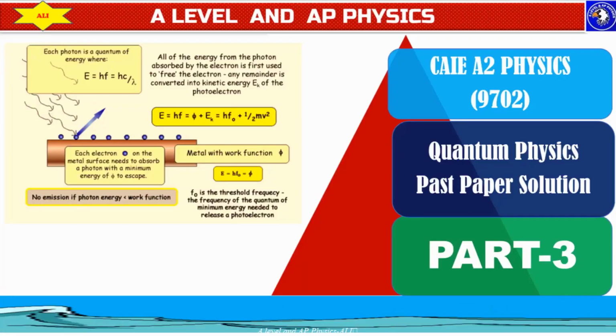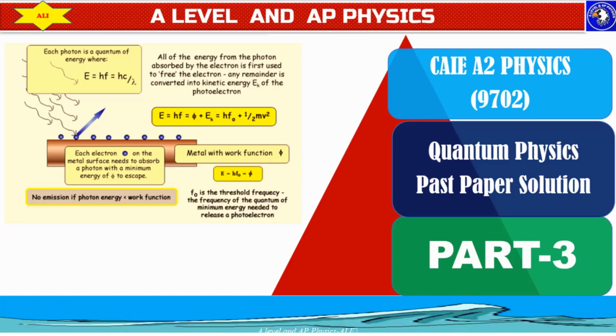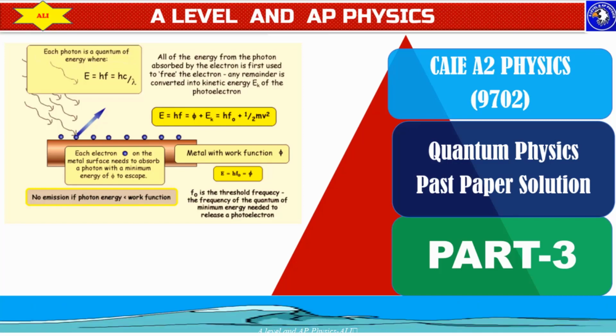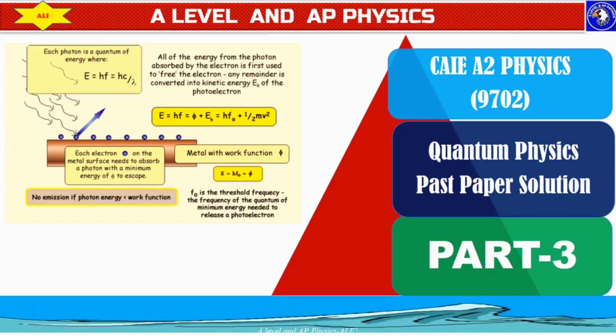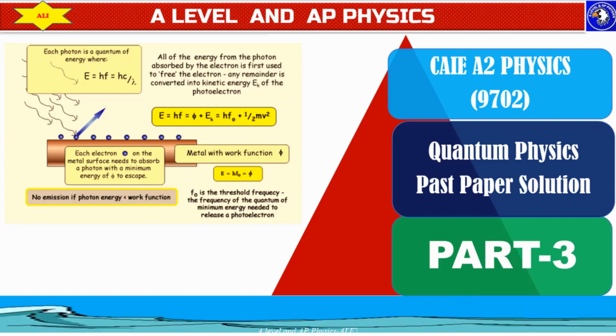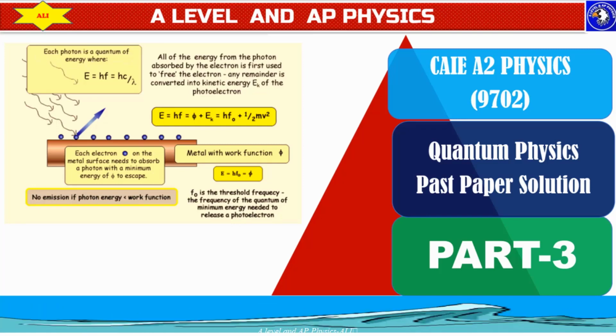Welcome to A-Level and AP Physics, a place where you can improve your understanding of physics with confidence. In today's class, we will talk about quantum physics from Cambridge A2. We have already done 2 videos on this topic, and this is the third one. For the previous 2 videos, you can go back to the channel and search for part 1 and part 2. In today's lesson, we will discuss what a photon is, how to calculate the energy of a photon, and how to calculate the number of photons in a beam of light.